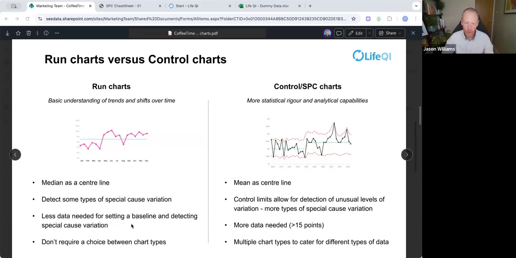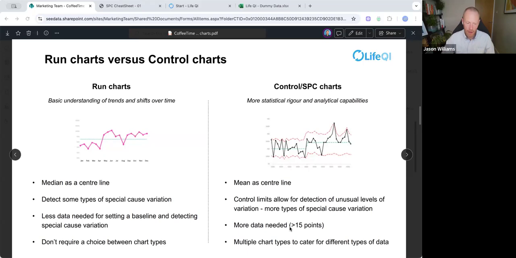So one of the key differences that we've already alluded to is the amount of data. With a run chart, you essentially need less data plotted across that chart before you can calculate a center line, before you can set the baseline and begin to detect special cause variation. Whereas with a control chart, you really want more than 15 data points before you can realistically and accurately say, right, this original average center line that we've got is a representative baseline, and we can now move forward and accurately detect special cause variation.